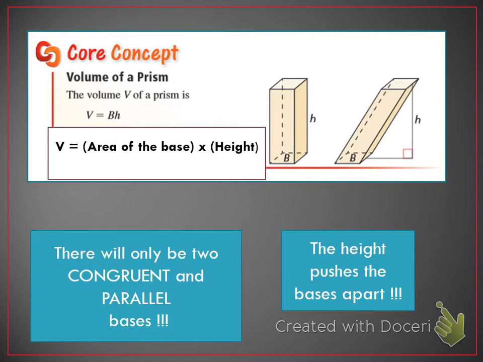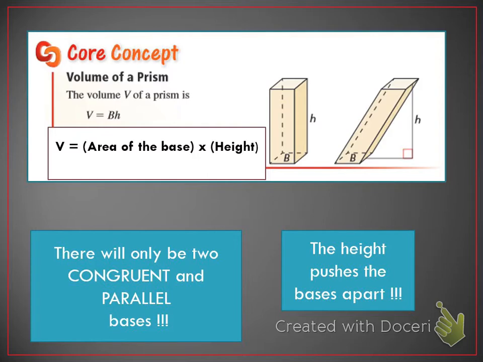If it were sitting sideways like this, everyone would know the height is here, right? Because that makes sense. But the reason that this is the height is because this is the distance from the 2 congruent bases. If it were turned on the side, the height would still be the same. The height is what pushes the bases apart, even if the height isn't up and down. Okay? We'll practice it a lot.